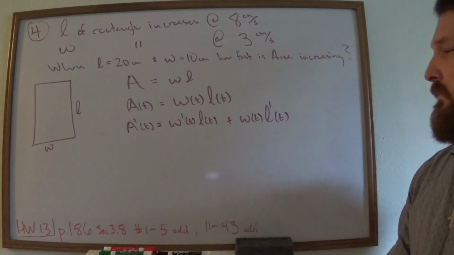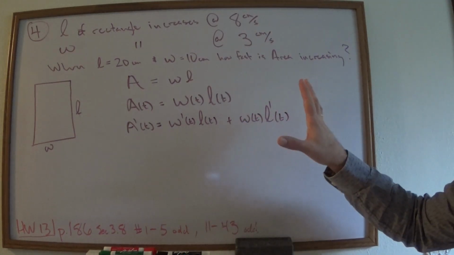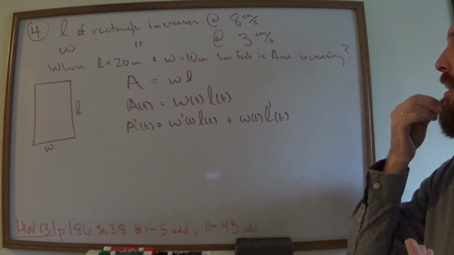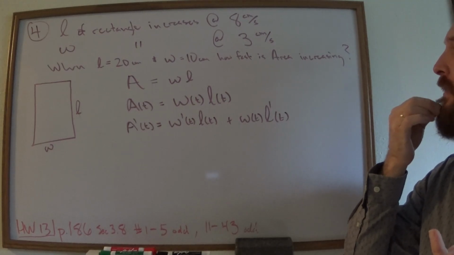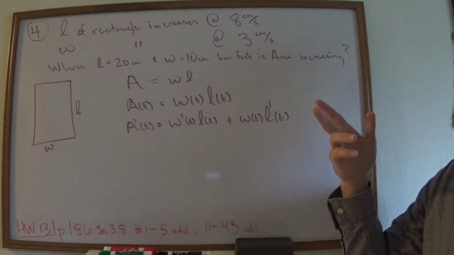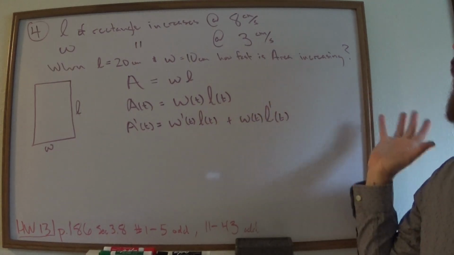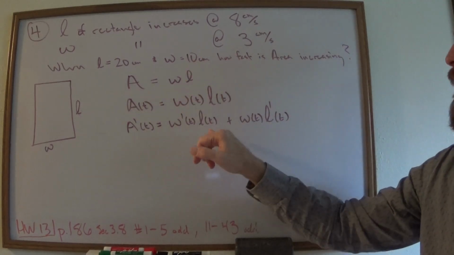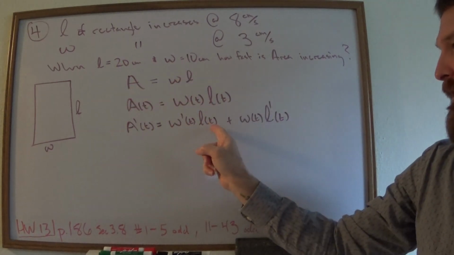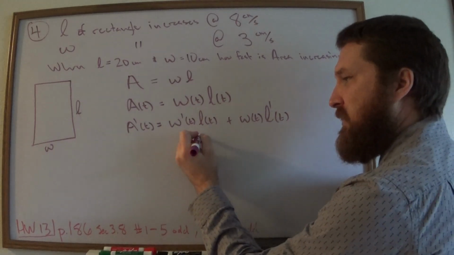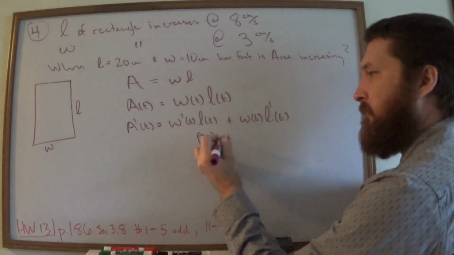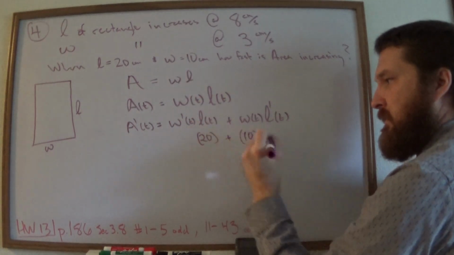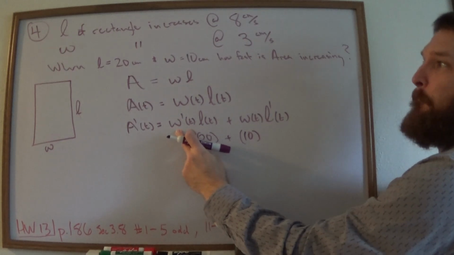Okay, so now let's look here. Do we have all of that information? We don't know what time, but we don't care what time. We know that when L is equal to 20, so here I'm just going to start filling stuff in, L of t is 20, W is equal to 10. What's W prime?